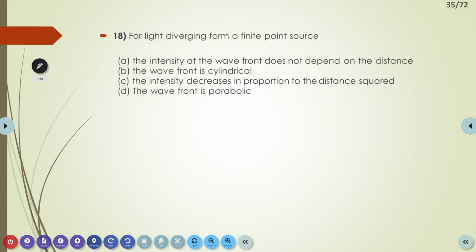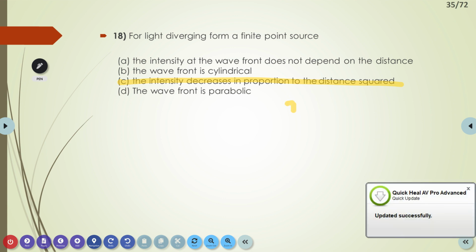Next. For light diverging from a point source, it is an ordinary light. I think we would have seen a torch, where the light spreads and the intensity decreases. So the intensity decreases in proportion to the distance. Sorry, intensity is inversely proportional to the square of the distance. I is directly proportional to 1 by d square.